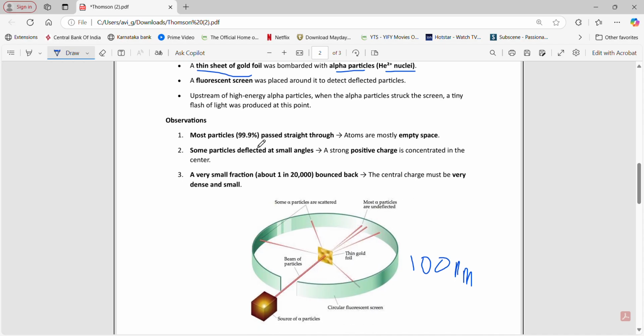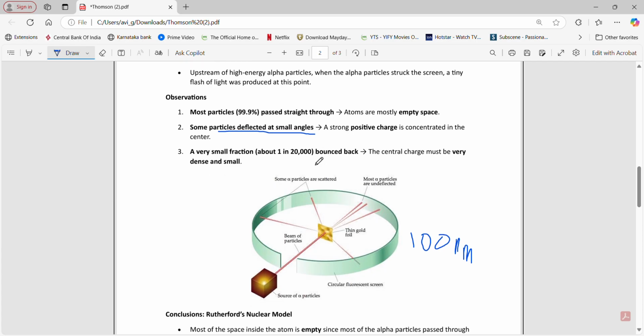Next, observations of this model. Most particles, 99.9 percent, passed straight through, which indicated that atoms are mostly empty. And some particles deflected at smaller angles. As you can see, some particles were deflected at smaller angles. This is because, as you know, there is a nucleus in the atom. When these particles went beside the positive charge, they got deflected at a smaller angle.